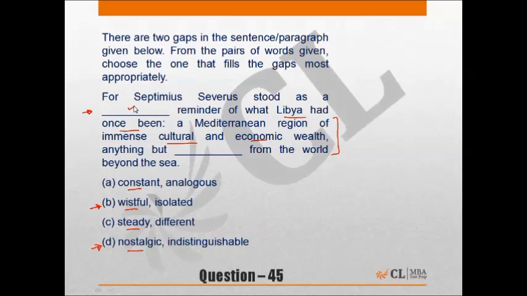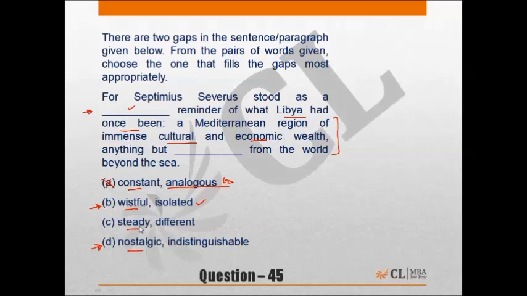But let's go to the second blank also. A Mediterranean region of immense cultural and economic wealth, anything but dash from the world beyond the sea. Let's go through the choices. Anything but analogous from the world beyond the sea: choice A is incorrect because it cannot be analogous from, it has to be analogous to. Choice B, anything but isolated, yes, isolated appears to be correct. Let's look at the other choices also.